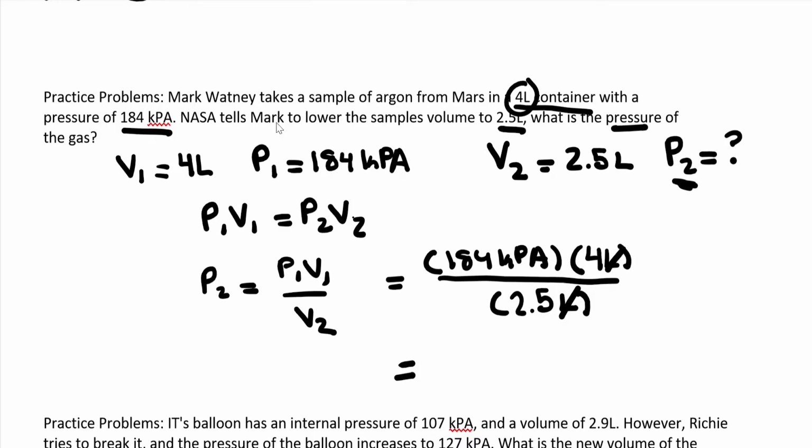184 times 4 divided by 2.5, that should give you about 294.4 kilopascals. All right. And if you wanted to consider significant figures, you have one significant figure over here. So that's just going to be 300 kilopascals. All right, so hopefully that made sense. Let's try one more question for good measure.